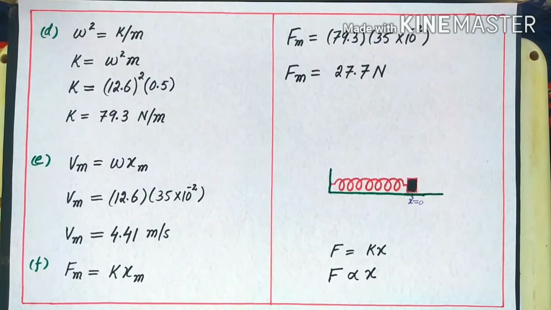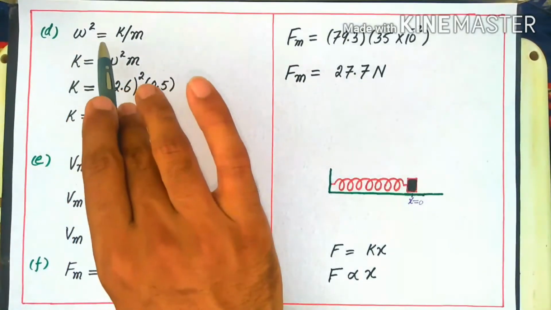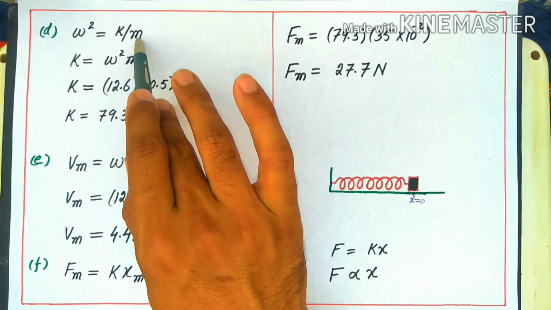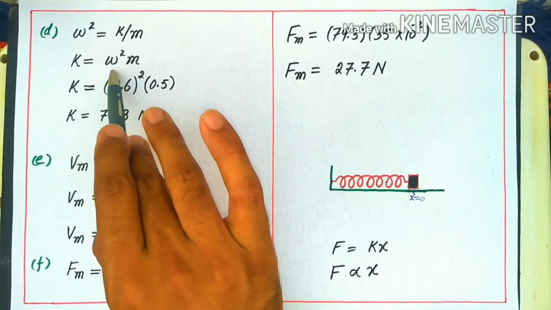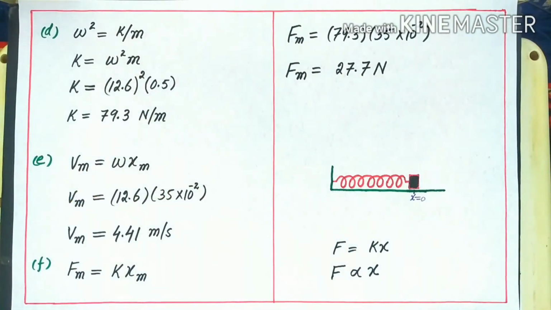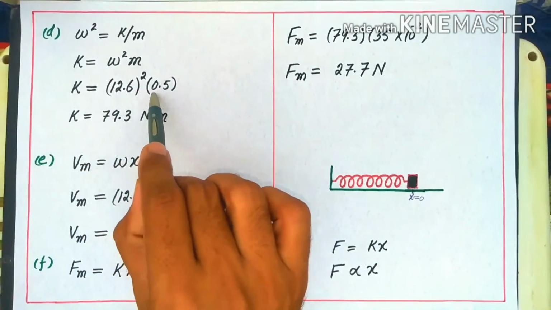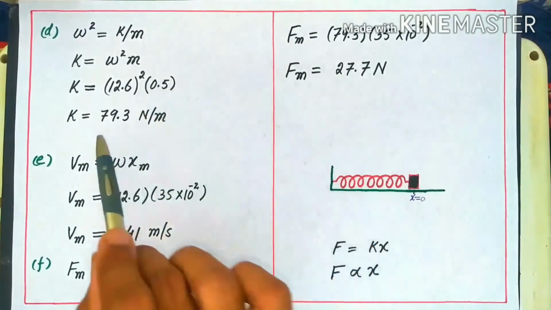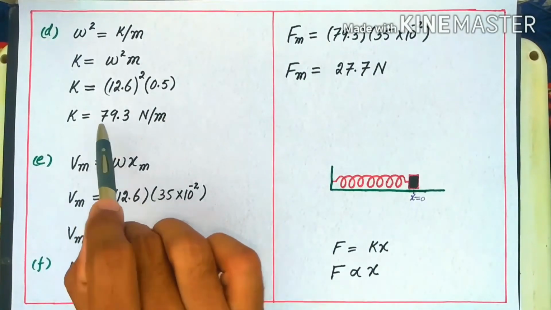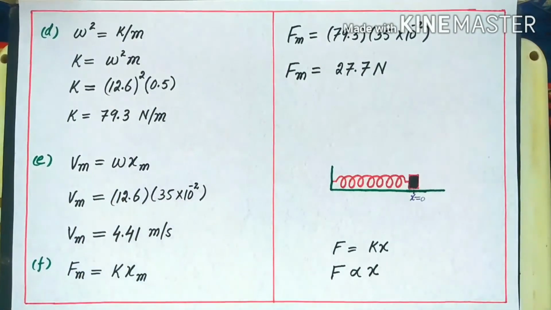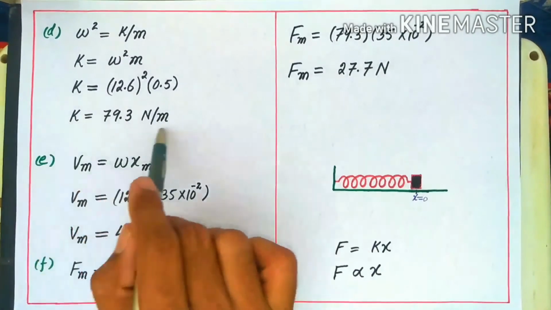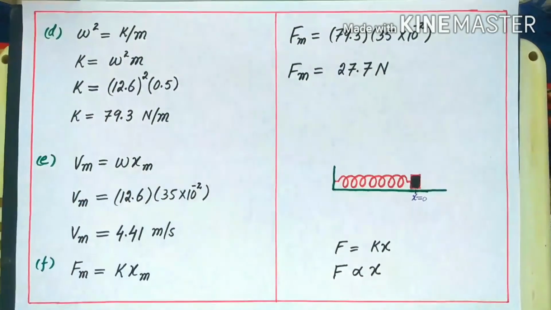Solution part D. Now we have to find the spring constant of the spring. As we know that omega square is equal to k divided by m, or k is equal to omega square m. By putting the values, k is equal to 12.6 square multiplied by 0.5, which is equal to 79.3 Newton per meter. This is the spring constant of the spring.